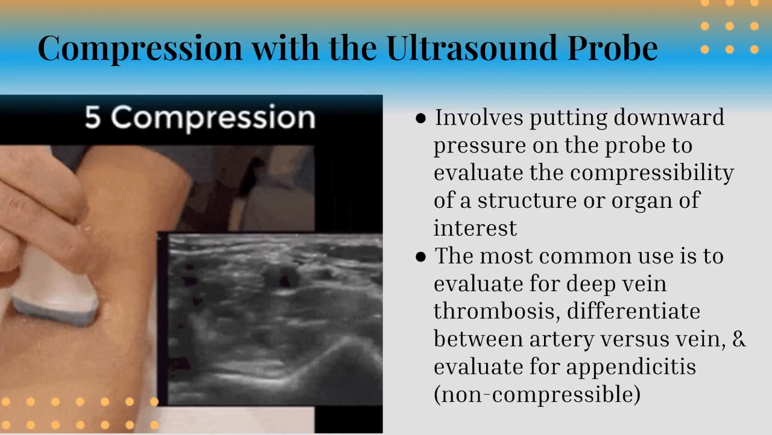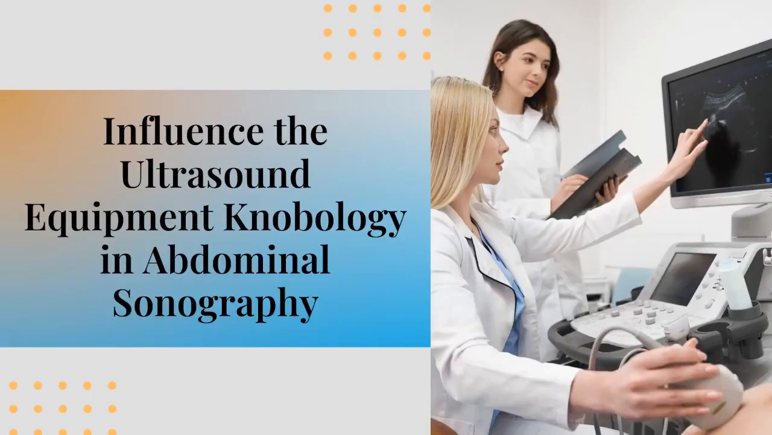Compression with the ultrasound probe involves putting downward pressure on the probe to evaluate the compressibility of a structure or organ of interest. The most common uses are to evaluate for deep vein thrombosis, differentiate between artery versus vein, and evaluate for appendicitis, which is non-compressible.